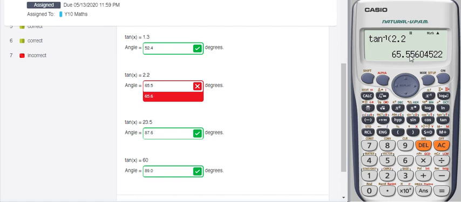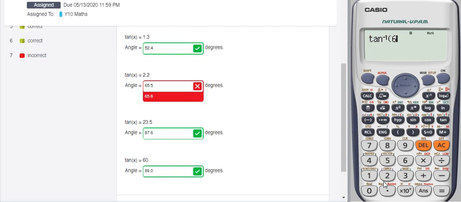Don't forget, if you have 5 to 9 here, you have to count 5 also. So you're gonna take this number and you're gonna round up, okay? So this is going to be 65.6. That's the right answer. Let's go next. Inverse function of 23.5. Okay. 87.6. And inverse function of 60.